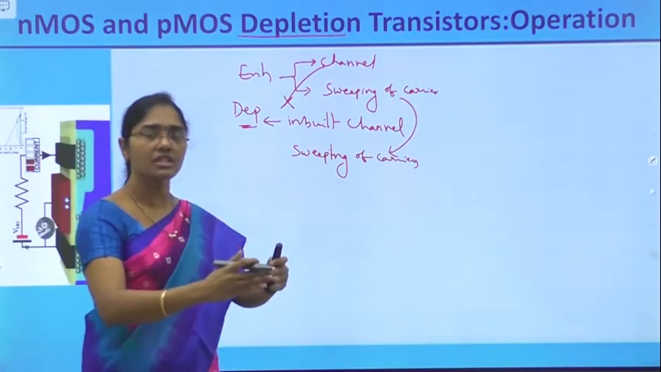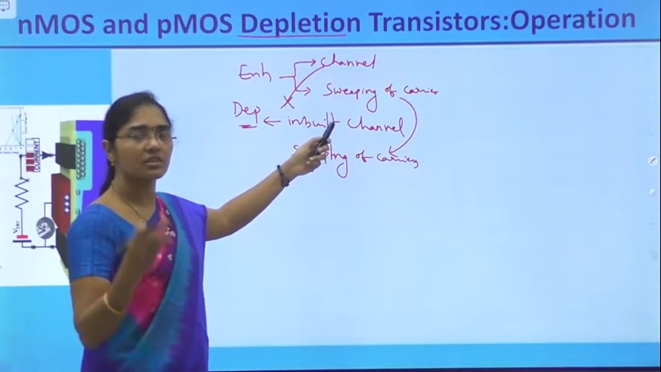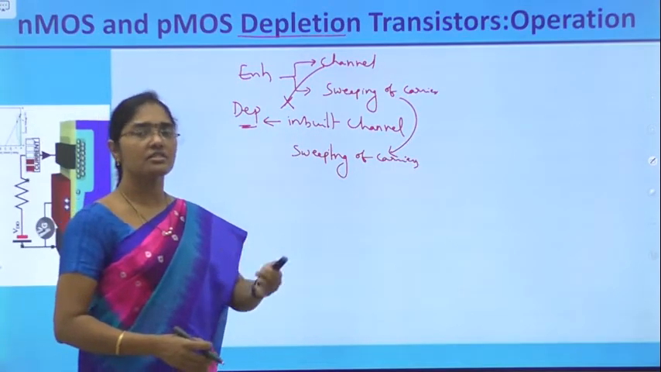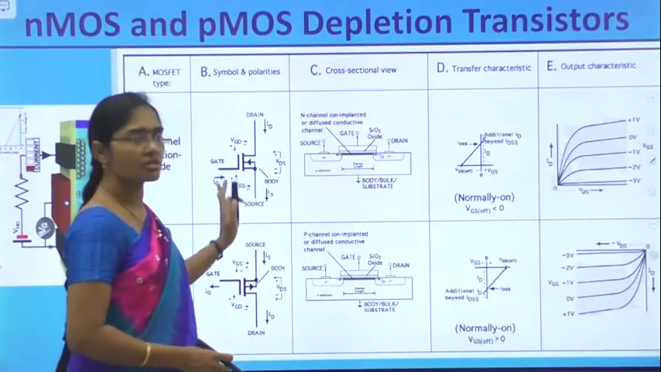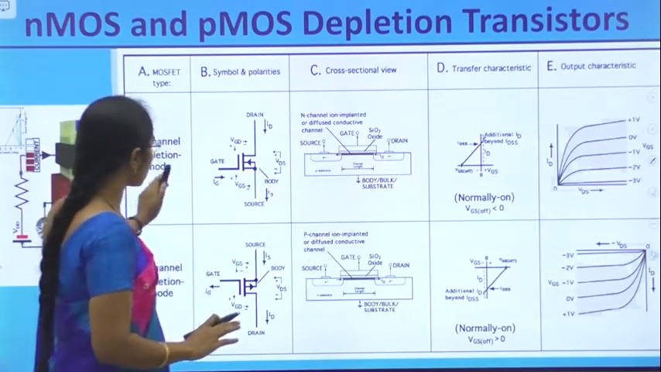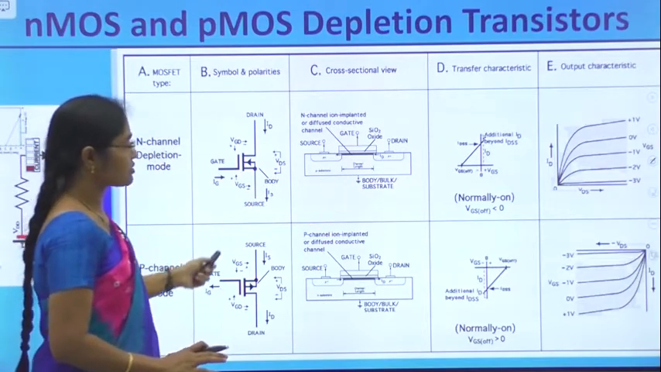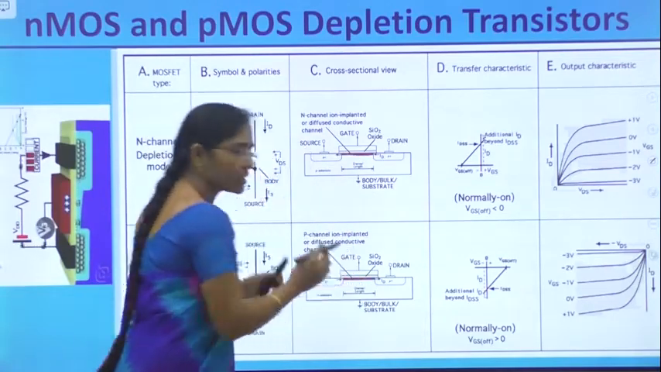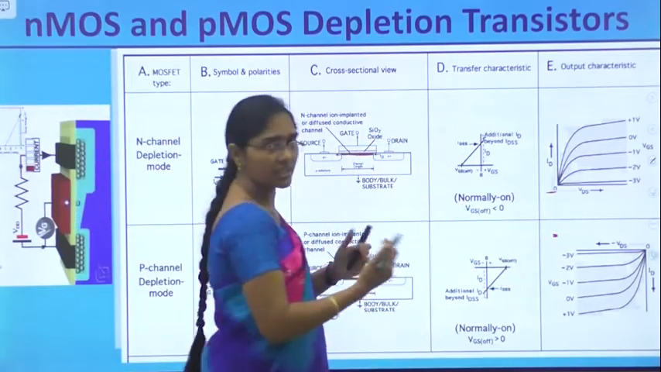Of the operations we have seen till now, the first one, channel creation, is not there. That is, the accumulation, depletion and inversion regions do not exist in depletion mode operation. Just the non-saturation, saturation and cutoff regions exist in depletion mode transistor operation. The summary of nMOS depletion and pMOS depletion channel operations is represented here. Depletion means the channel exists physically, so the first step is already there. Then we understand the operation of the currents.